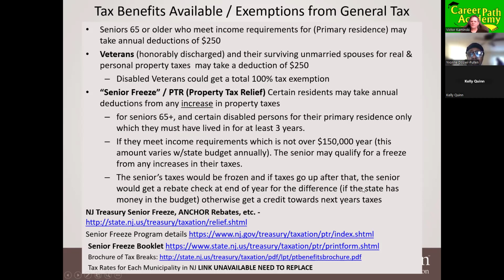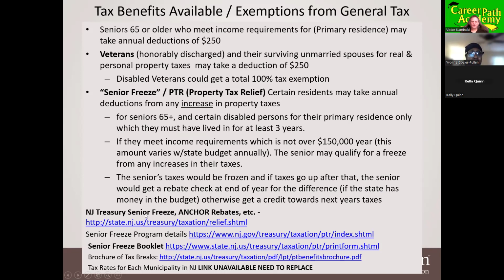So if you guys know anybody 65 or older, their income is under 150 grand a year, reach out to them, let them know that they could get their taxes frozen. It's criminal that there is no public outreach to them, to these seniors that are on fixed budgets, often retired and such. All right. We also have other programs available.